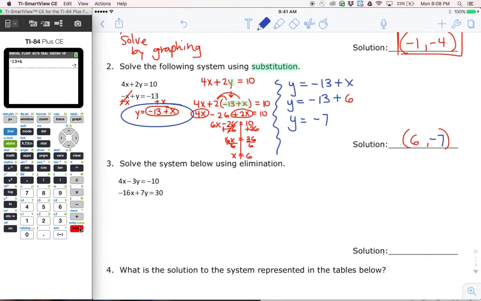All right. The next one, however, is telling us to use elimination, which is great because that's how it's set up. All right, let's take a look.